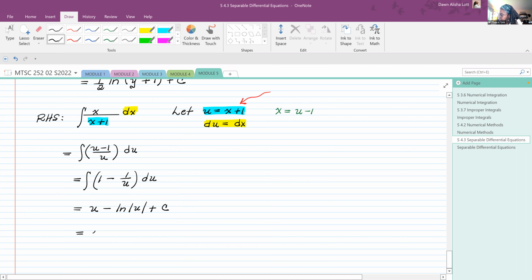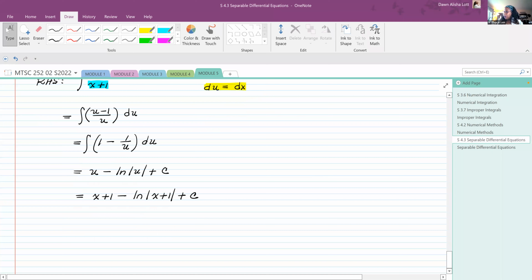So u is x plus 1 minus the log of the absolute value of x plus 1 plus a constant. And we're going to take that 1 and throw it in with the constant and get x minus the log of the absolute value of x plus 1. And we get a different constant, call it C2, I don't care. Remember, all of our constants go in one place. So that's the right-hand side.